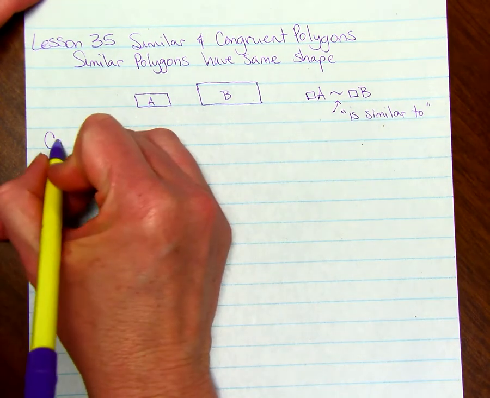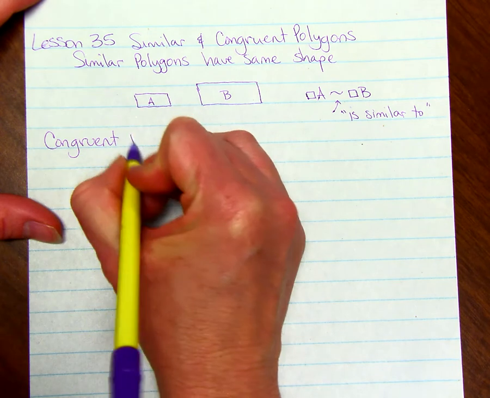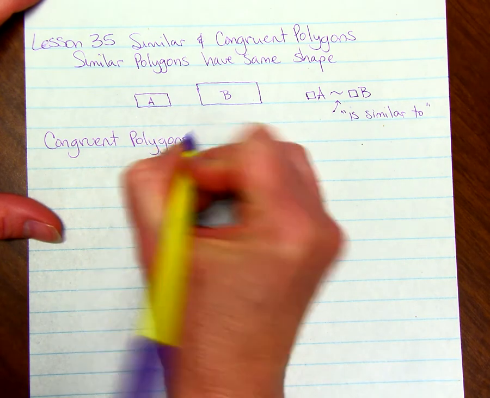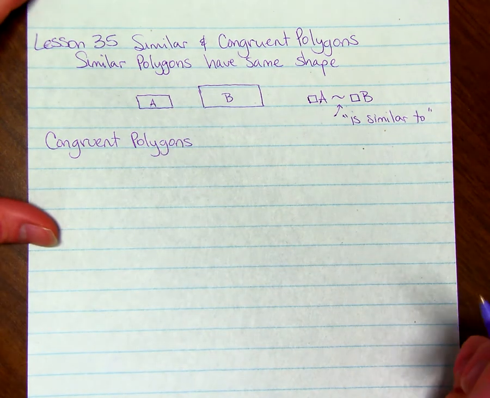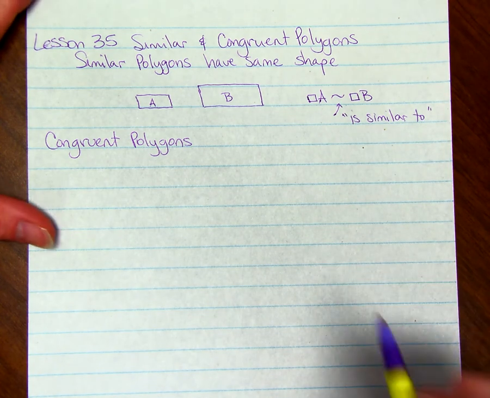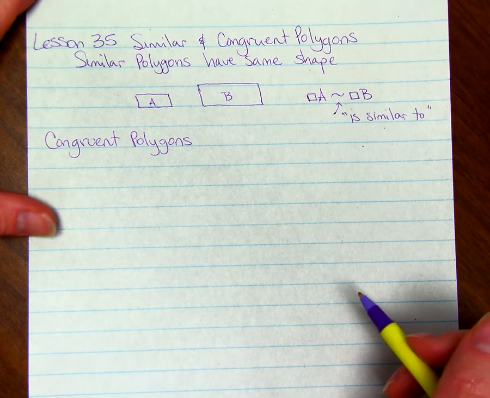Now, congruent polygons is just kind of what you would expect it to be, because the word congruent means they're going to have the same shape and the same size.